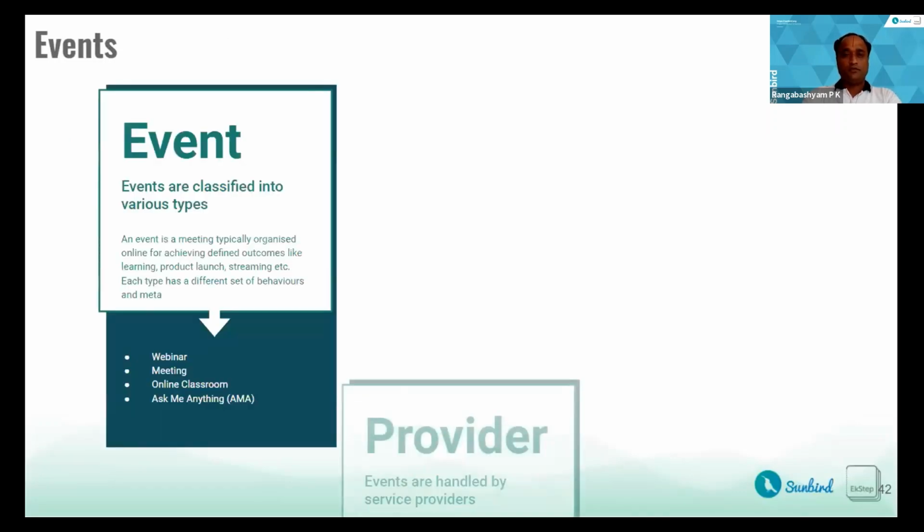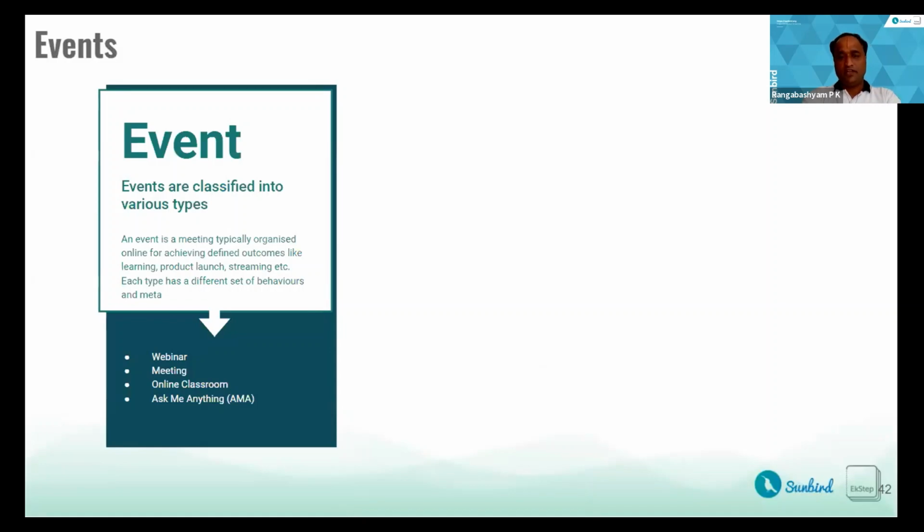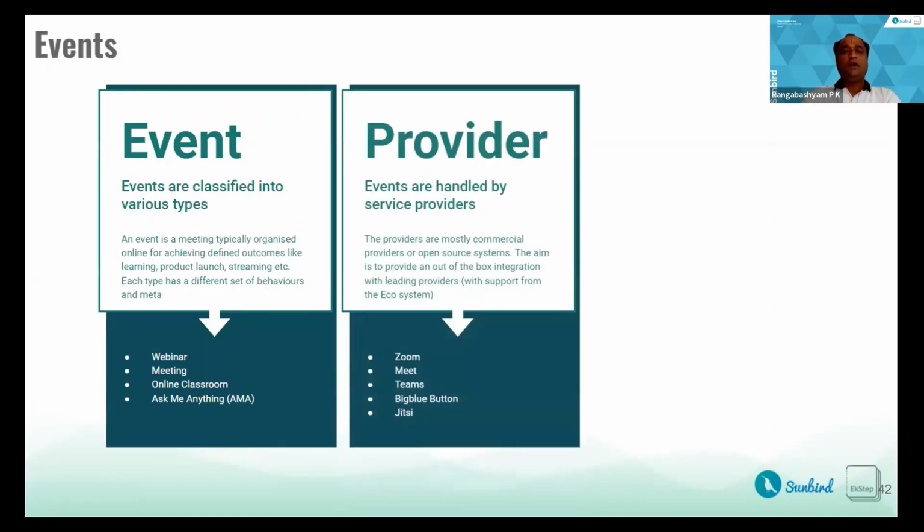So, as we see it, events are classified into three components. You have the event that is happening, which is a webinar, a meeting, a classroom, or ask me anything. So this is the actual event that happens. And we have the provider. These are the ones who are hosting the event or providing services for hosting the event. These are typically Zoom, Meet, Teams, BigBlueButton, or Jitsi, or any other. There are umpteen providers in the market, so we are just classifying the top 5 here.